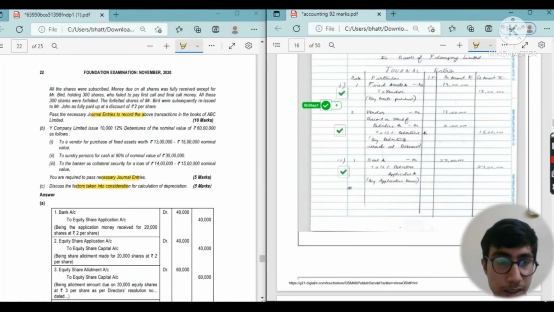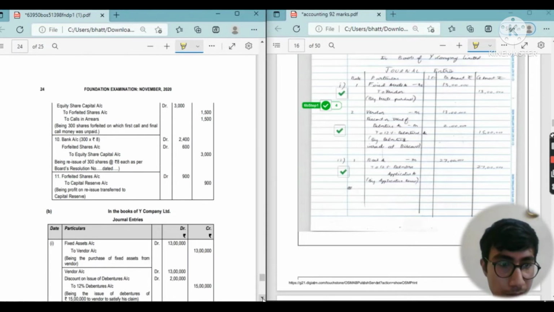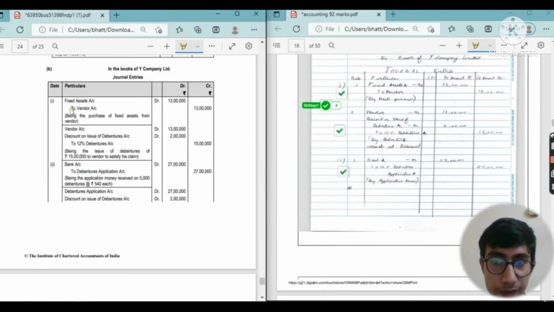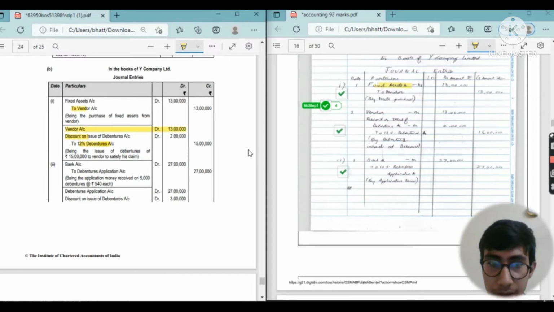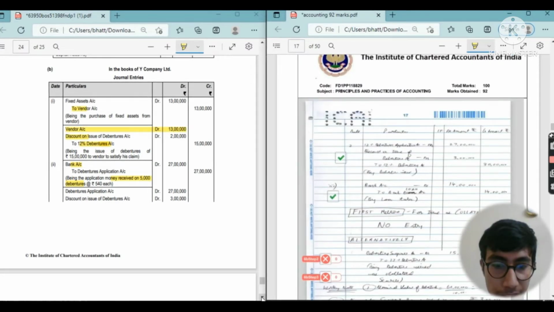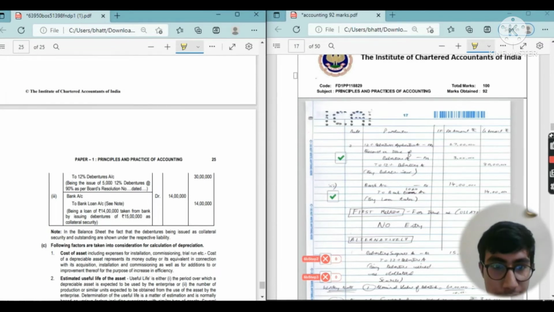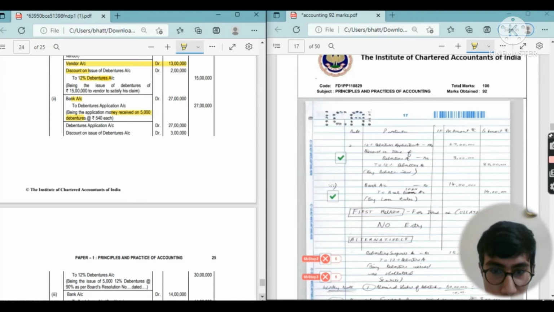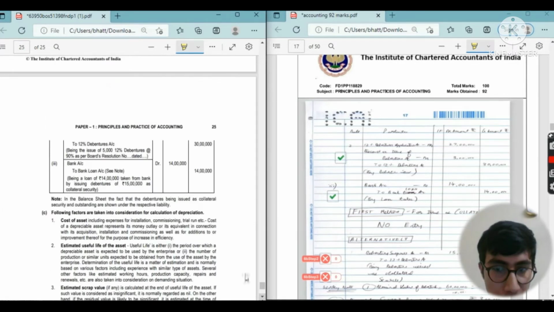Then 6th B. Fixed asset to vendor, 13 lakh. First entry is right. Vendor discount to debenture, 13 lakh, 2 lakh, 15 lakh. Bank to debenture application, 27 lakh. Okay, that is also right. Then debenture application, this is also right. Then the last entry, bank to bank loan account.